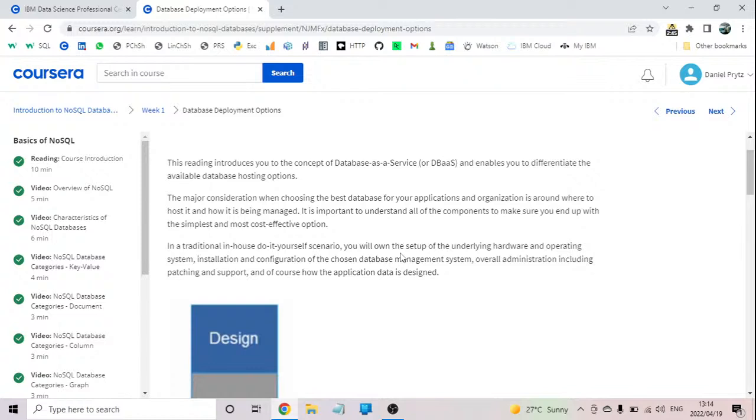Okay, so let's see. In a traditional do-it-yourself scenario, we will own setup of the underlying hardware, operating system, installation, configuration, chosen database management system. So you will own the system, installation, configuration, chosen database management system, overall administration, including patching and support. So you will own the setup of hardware.